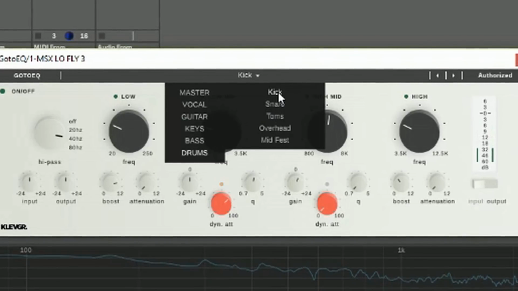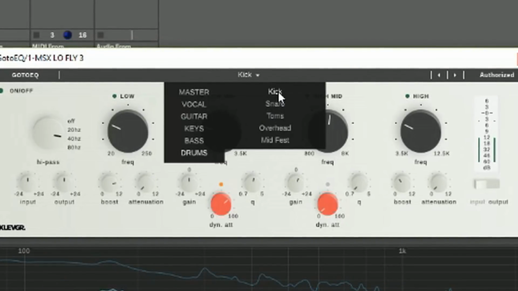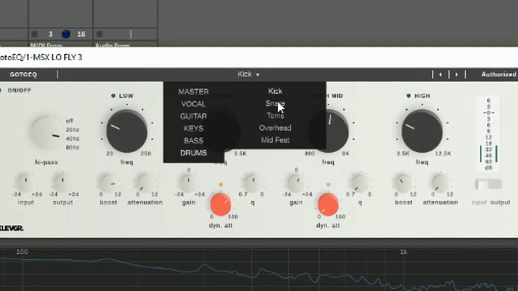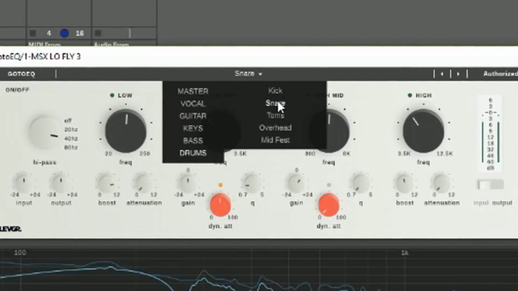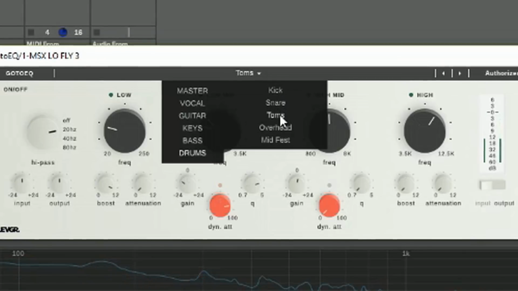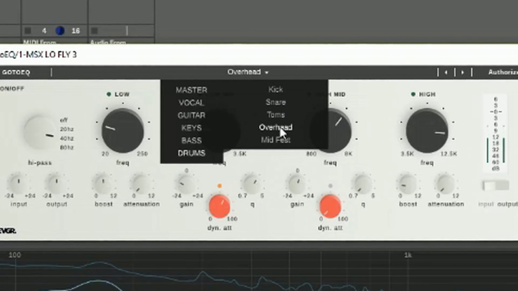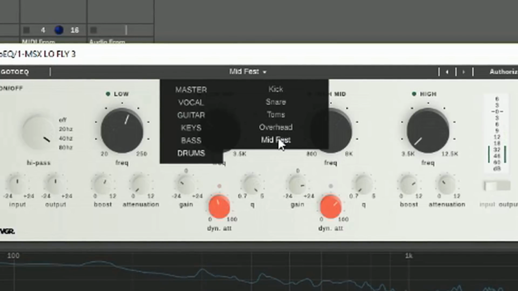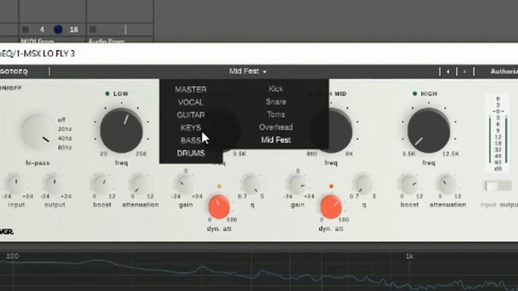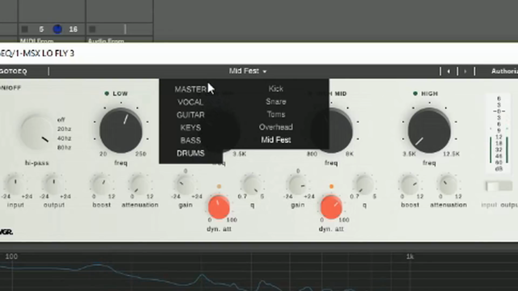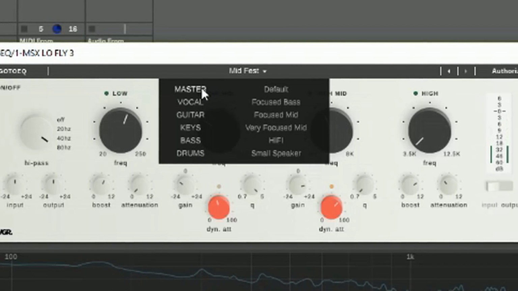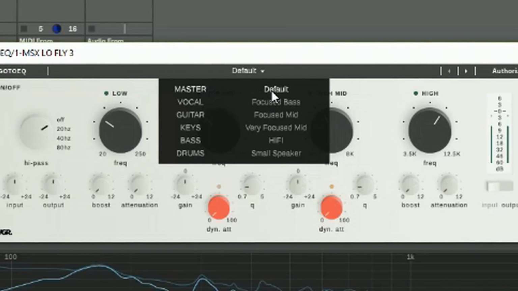but you can hear that the tonality has changed. Let's go to snare. Now, toms. Overhead. Ooh. That sounds good. So I'm going to go back to default.